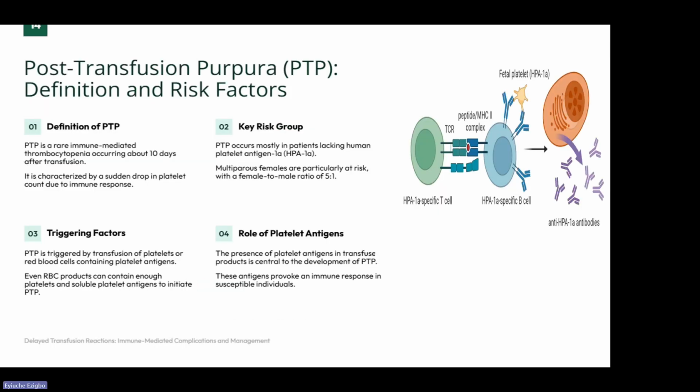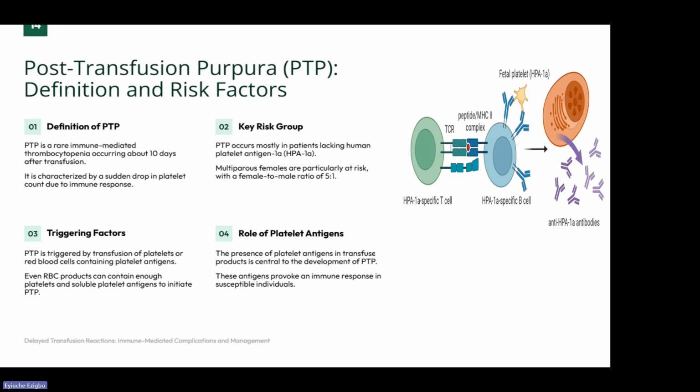Okay, we have post-transfusion purpura. Definition and risk: post-transfusion purpura is a rare immune-mediated thrombocytopenia occurring about 10 days after transfusion. It is characterized by a sudden drop in platelet count due to an immune response. Post-transfusion purpura has to do with the platelets.